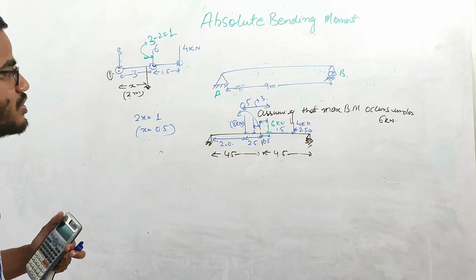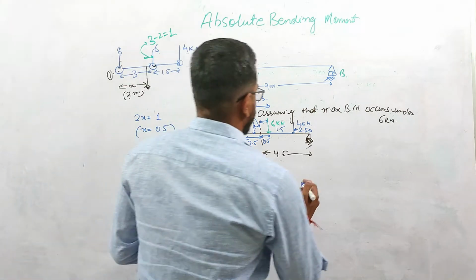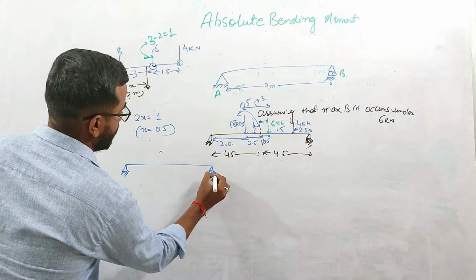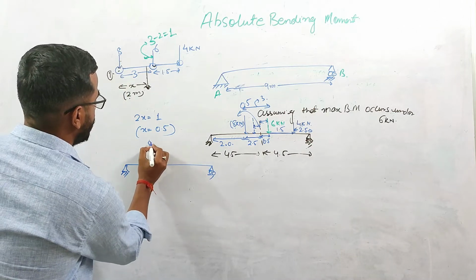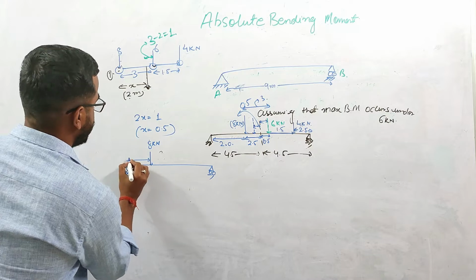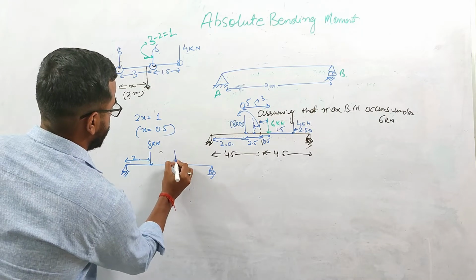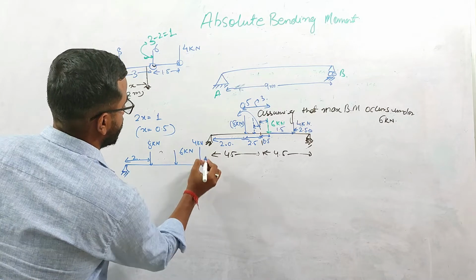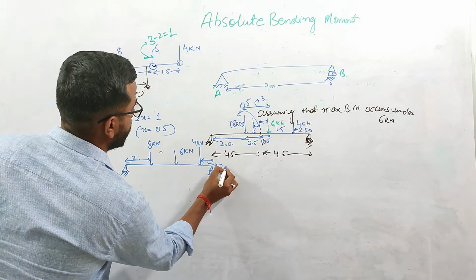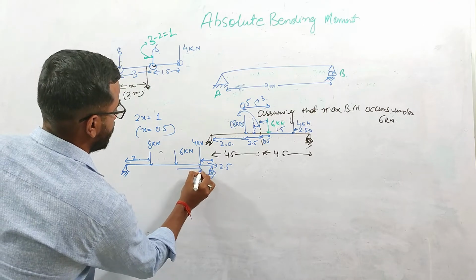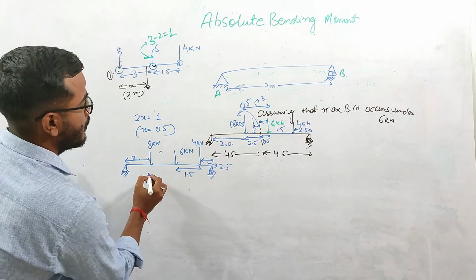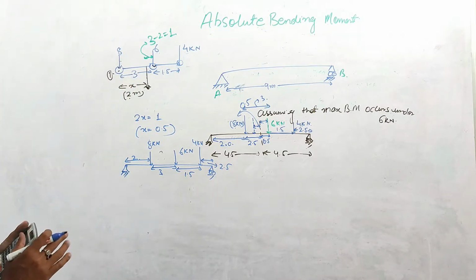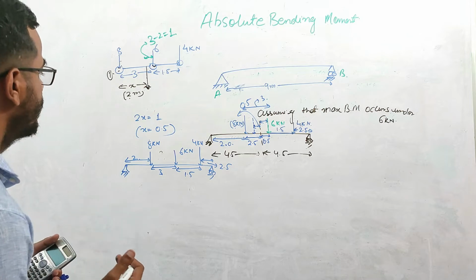So this is the positioning of the load. Or in a clear picture, I'll draw another diagram. So this is the 8 kilonewton load. This distance is 2 meter. This is the 6 kilonewton load, and here it is the 4 kilonewton load. So this distance is 2.5, this is 1.5, and this is 3, right? So this is the positioning of the load which we are getting.